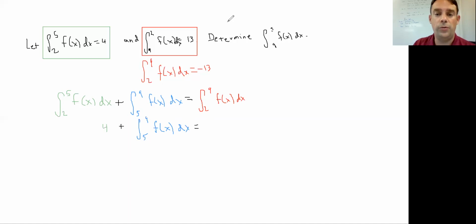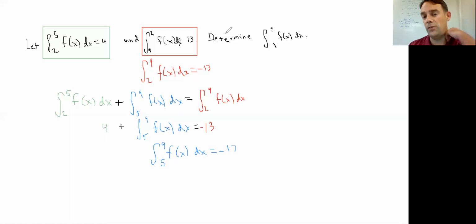And it's going to be equal to the red one, which is negative 13. So when I move my green one over, I get 9 to 5, the integral of f of x dx, equals negative 17. And again, we can have negative here just because the area is more displacement than area.